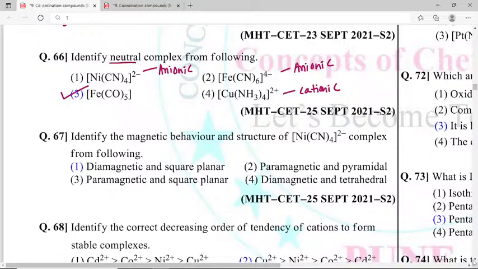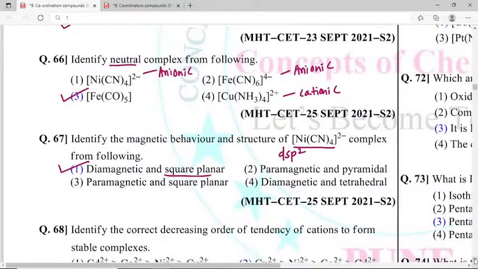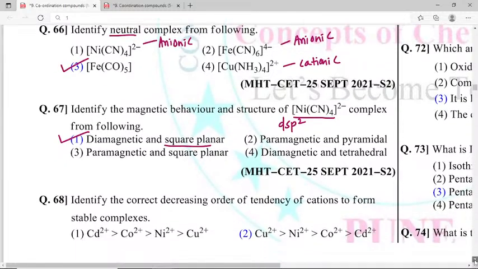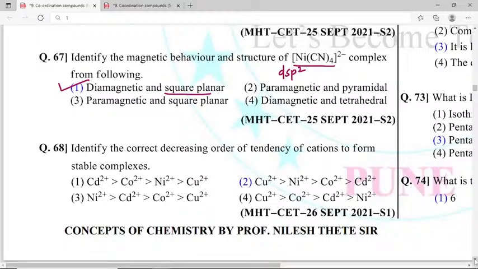Neutral complex. Identify the magnetic behavior and structure of the [Ni(CN)4]2- complex from the following. [Ni(CN)4]2- is diamagnetic and square planar because the hybridization is dsp2. If the hybridization is dsp2, it is a square planar complex. Diamagnetic means unpaired electrons are 0.